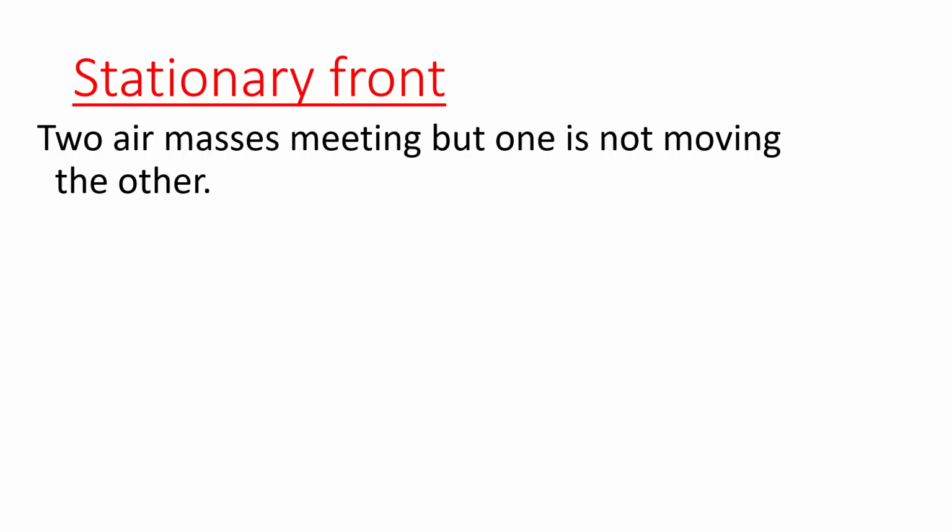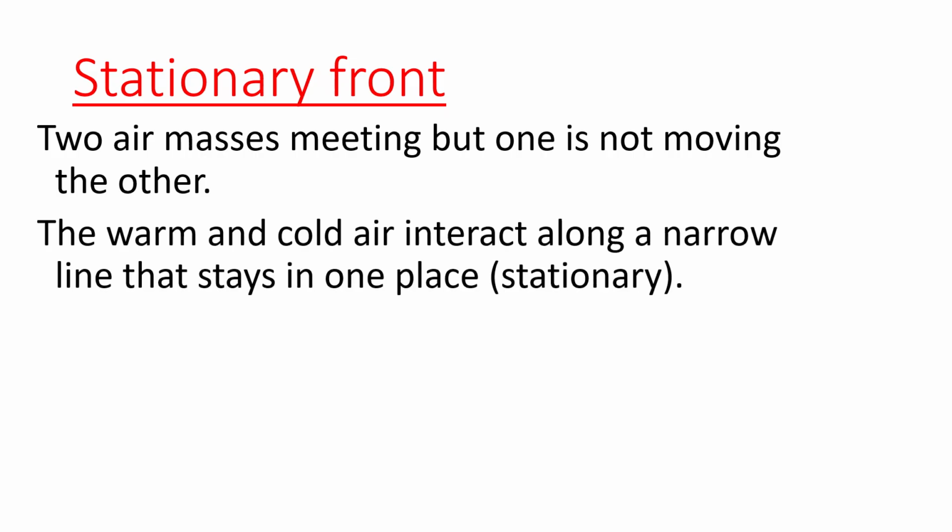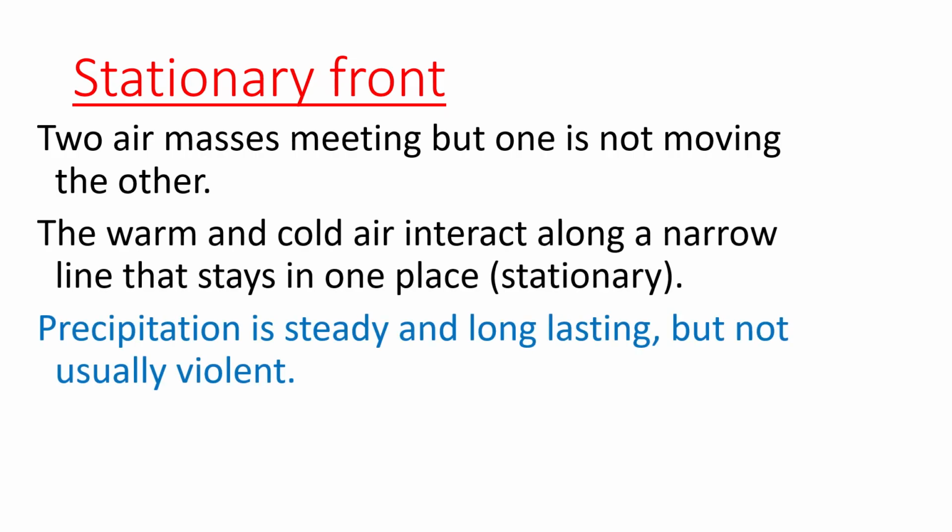This is what's called a stationary front. Stationary front means that you get two air masses meeting, but one is not moving the other. So it stays in place. It stays stationary. That line where the air mass is meeting stays in one spot. The precipitation along a stationary front is not typically violent because they're kind of going back and forth, and it's not like the cold front can push the warm front out of the way so quickly. But you get a lot of rain, and it stays in one place.